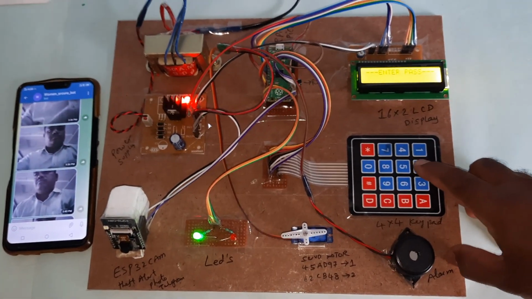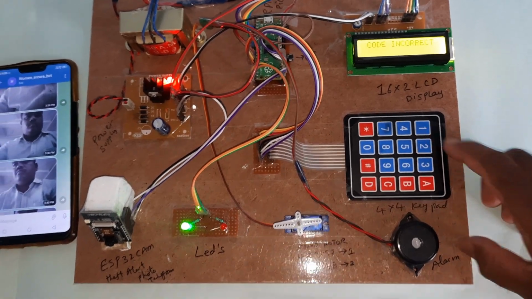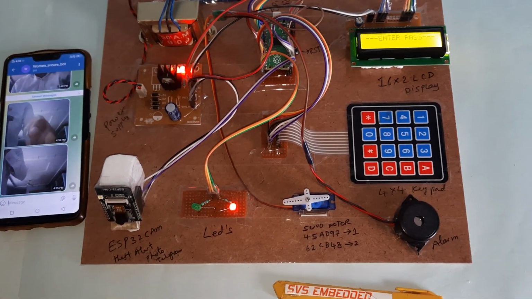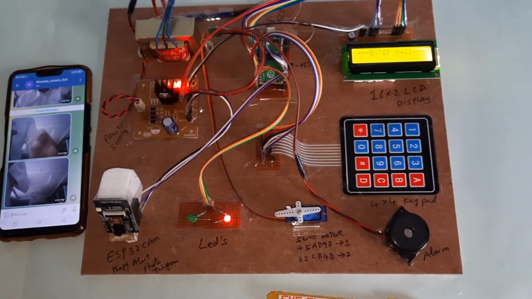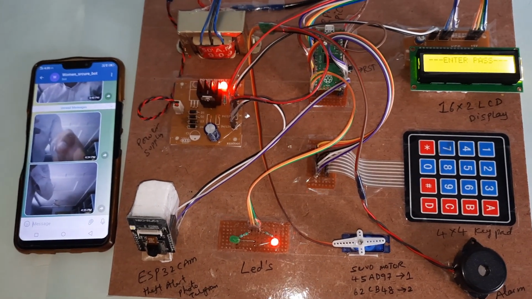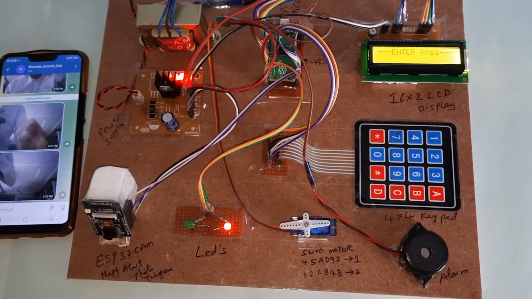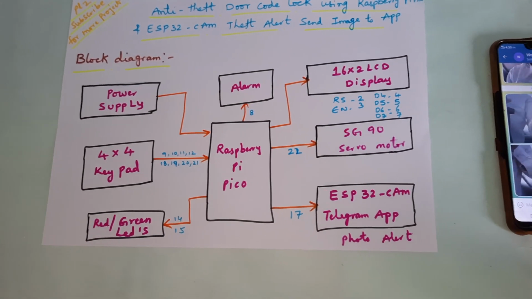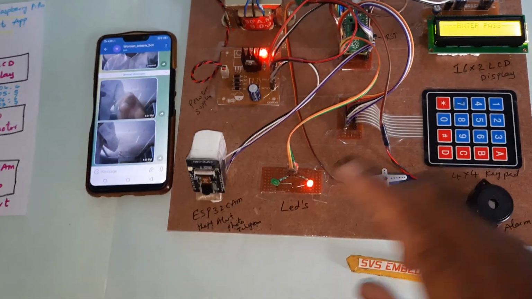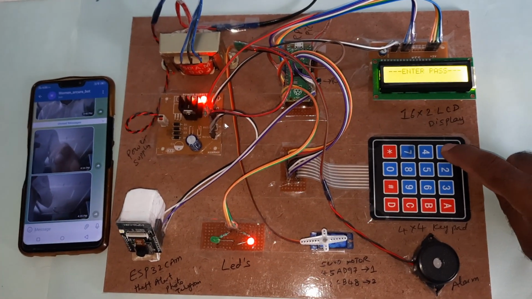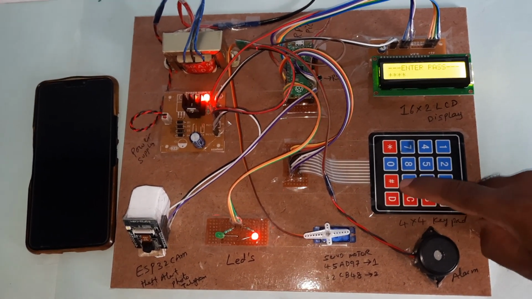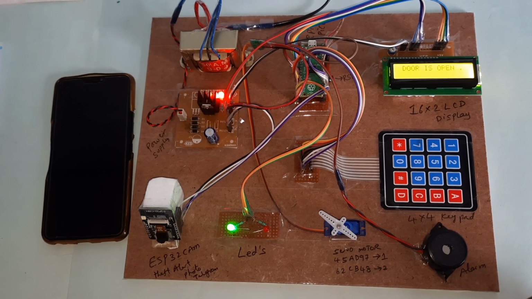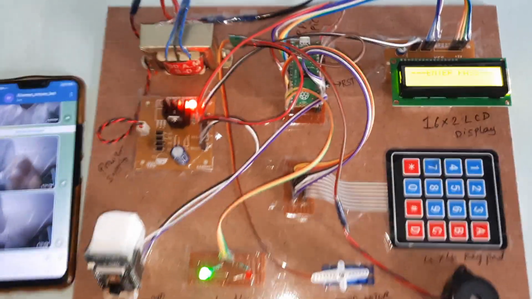So now I'm going to enter some wrong password. Okay, again it sent a photo alert for the wrong password. So the project name is Anti-Theft Code Lock using Raspberry Pi Pico and ESP32 camera photo alert. If the password is wrong, it will send the photo alert to the Telegram app. 45AD97. Door open. Door closed. We will go for the reset button.